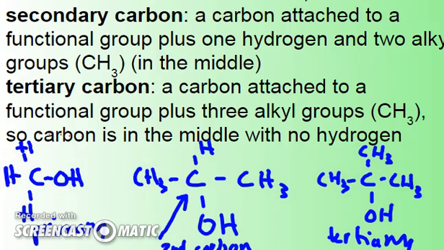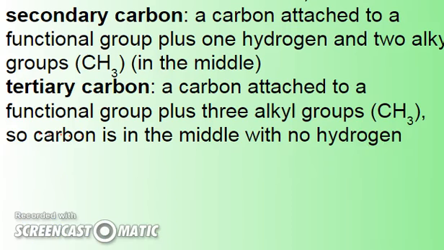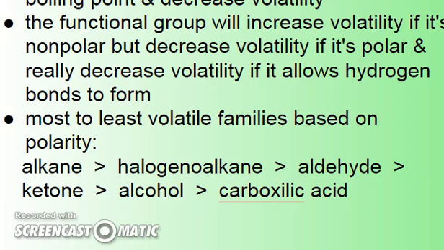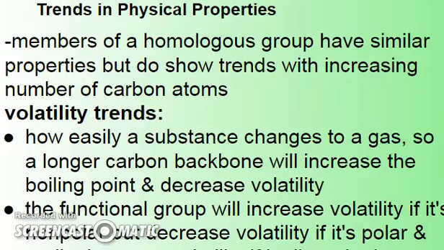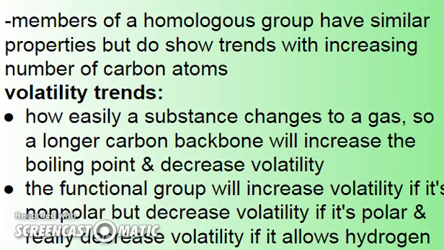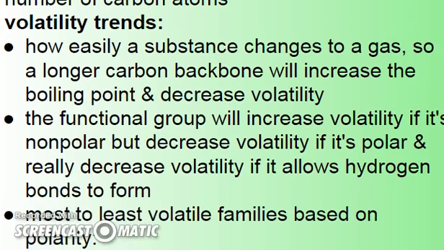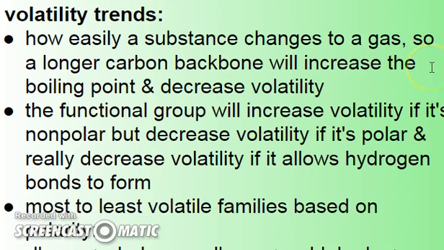Okay, so primary, secondary, and tertiary carbons, they're referring to just 1 carbon within a compound, and that's how you determine which is which. And then to finish up, trends in physical properties. Homologous groups have similar properties, but they tend to show gradation or an increase when you increase the number of carbon atoms. So volatility is how easily a substance changes to a gas.